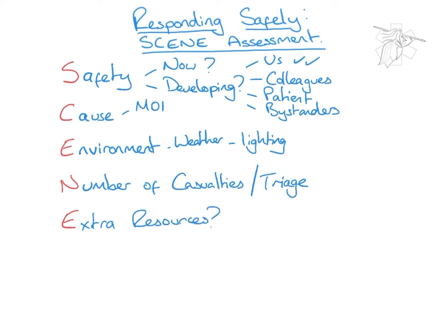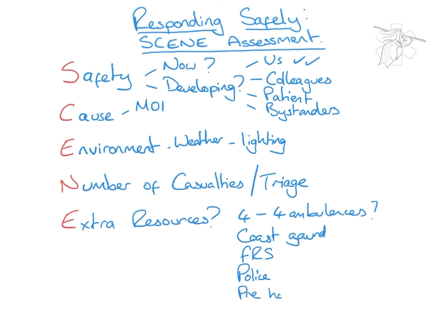So, yes, it could be as straightforward as there are 4 patients, therefore we need 4 ambulances, for example, if they're all severe enough in terms of injuries. But also, we're thinking things like other agencies that might help us here. So things like Coast Guard, the Fire and Rescue Service, police. From an ambulance point of view, we can think of things like pre-hospital doctors.